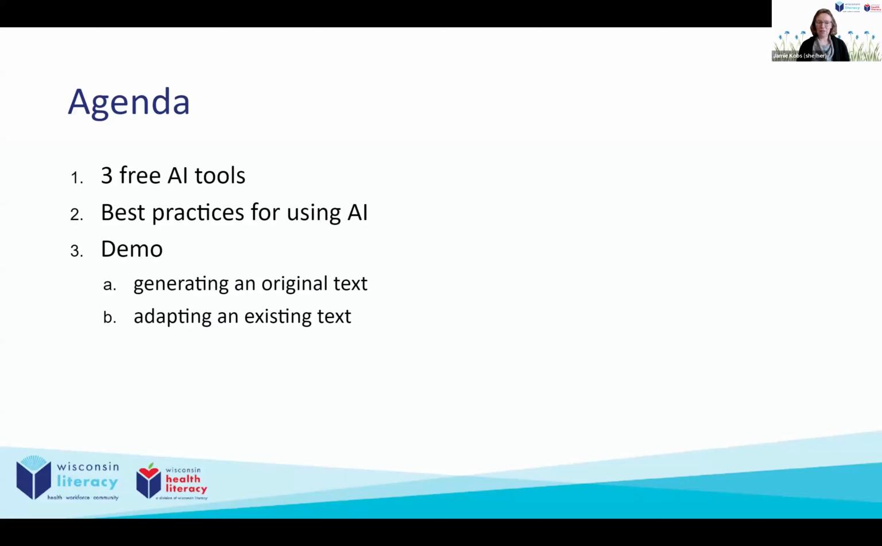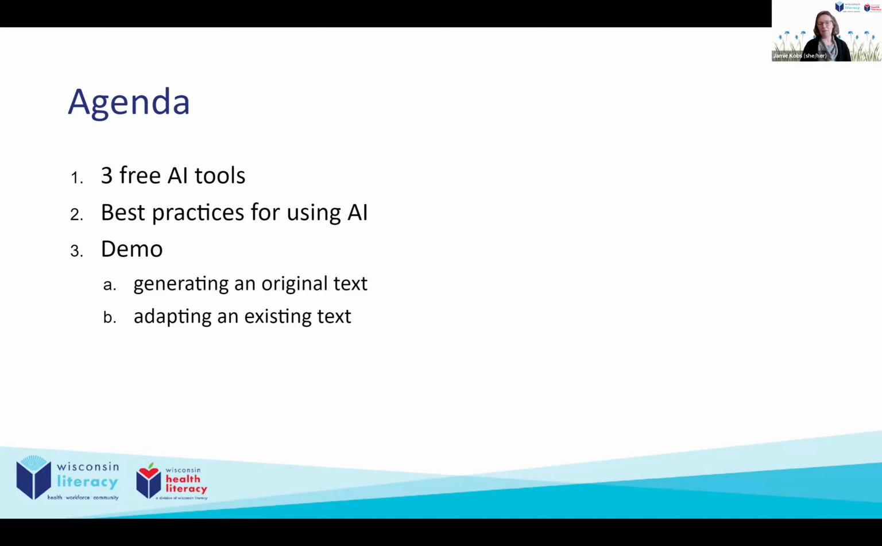Here is what I've planned for us for this hour. I want to introduce 3 free AI tools that you can use specifically for leveling text. I'd like to talk about best practices for using AI, but I feel a little bit silly saying best. So I'm going to put quotation marks around that because I myself am just getting started and we don't know what we don't know. So they are the current best practices for using AI.